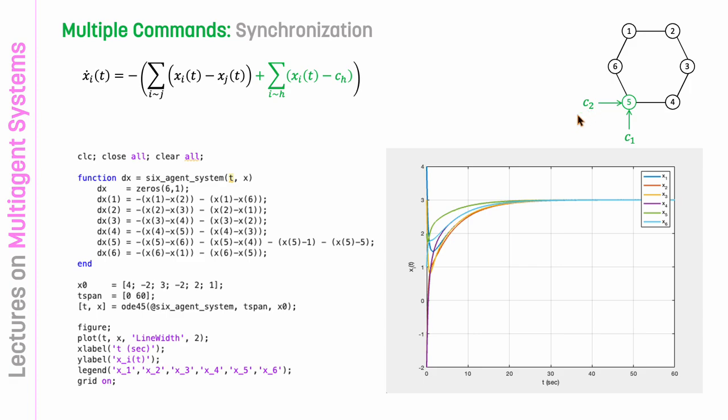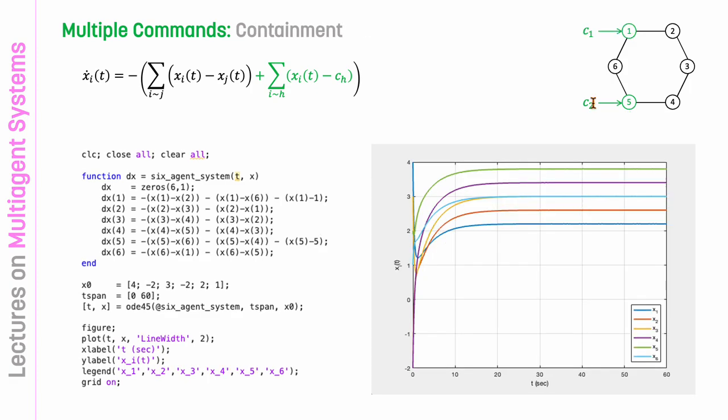But for now, if you are using a leader-follower type of framework, and if you inject two different commands to the same agent, then you still have synchronization, meaning that agent trajectories will converge to (C1 plus C2) divided by 2. In this case, 5 plus 1 is 6, divided by 2 is 3. Agents converge to 3. I wanted to start with this special case. You can ignore it because generally when you have multiple commands, you inject them into different agents.